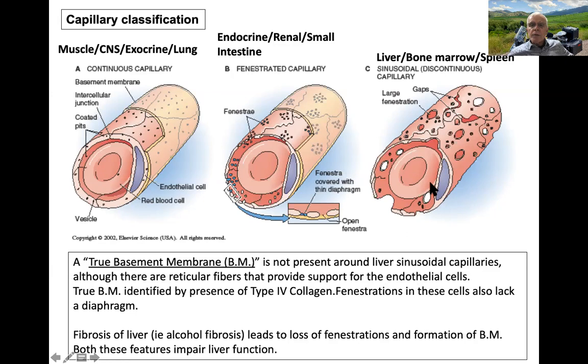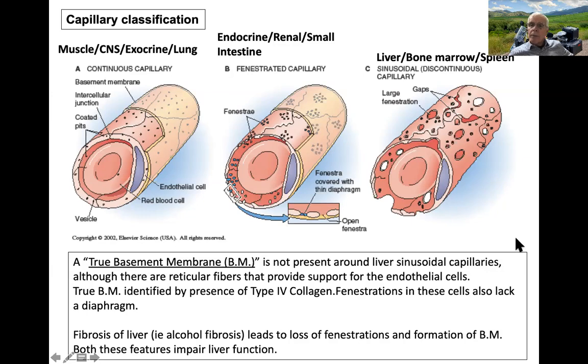Liver sinusoidal capillaries lack a true basement membrane. They don't express type 4 collagen, which is what the histologists say has to be present to have a true basement membrane. The fenestrations also lack a diaphragm, so again, it provides free access. For a capillary in an endocrine gland like the pancreas, you might see these fenestrated screen-like coverings, but you don't see that in the liver, and there's no true basement membrane.